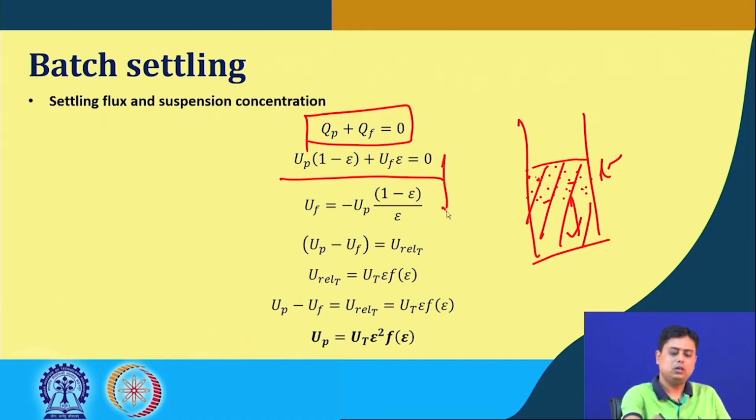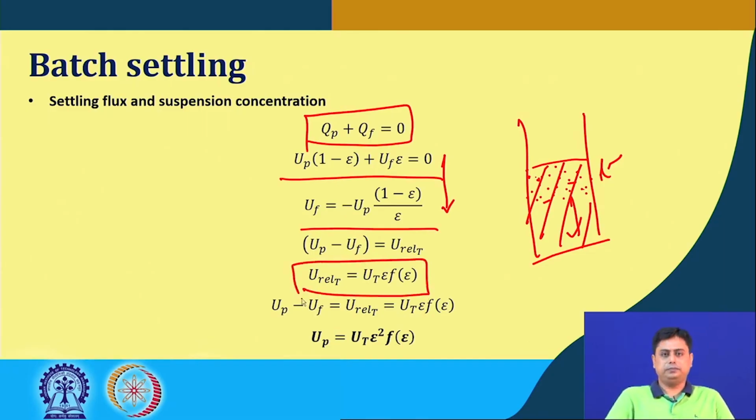From this expression, we can get what UF is, which is minus UP multiplied by (1 minus epsilon) divided by epsilon. Now, this UP minus UF is basically the relative velocity. Here, this relative terminal velocity, we have also seen its expression in the previous slide, is nothing but the single particle terminal velocity multiplied by this factor.